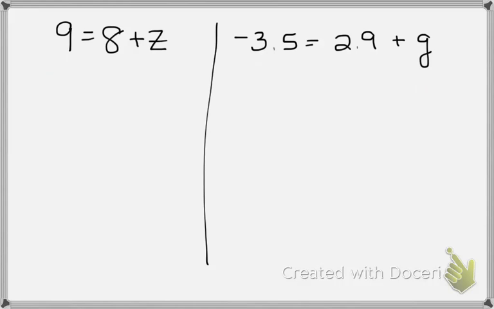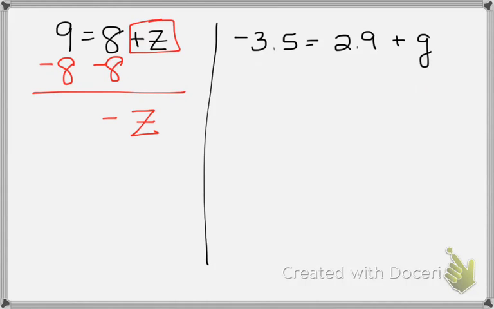Number three, 9 equals 8 plus Z. Z is the brat. 8 is a person who is near it, so we move the 8 by doing -8 to both sides. I'm going to keep the Z right on the right-hand side. And then 9 minus 8 is 1, so Z equals 1.